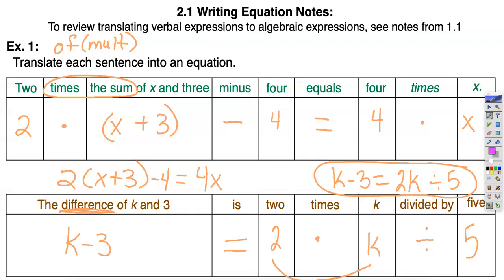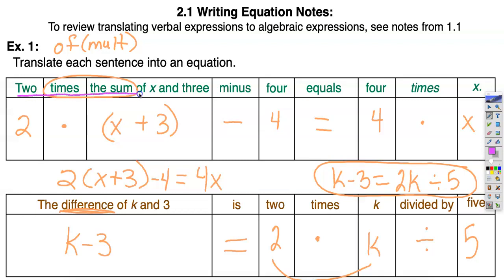Okay, today we're going to go over 2.1 on writing equations. So we're going to talk about how we translate verbal expressions into what we call algebraic expressions. I have already filled in the notes on these screens, so if you have your notes with you, you can pause as you go along to get these filled in.